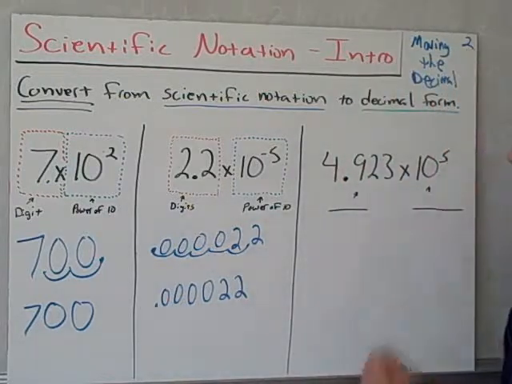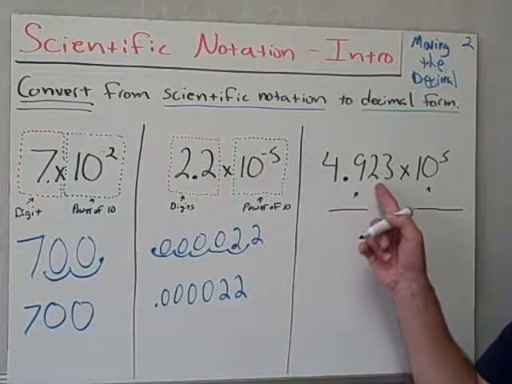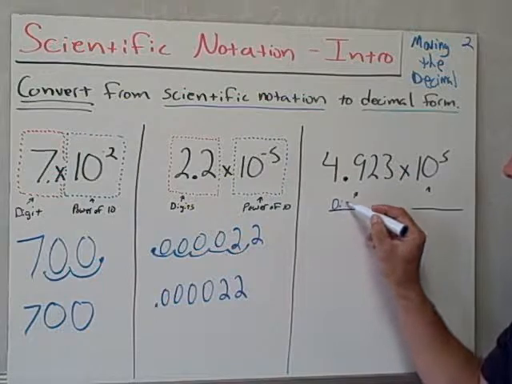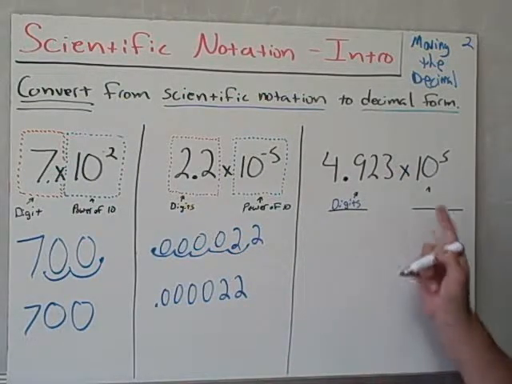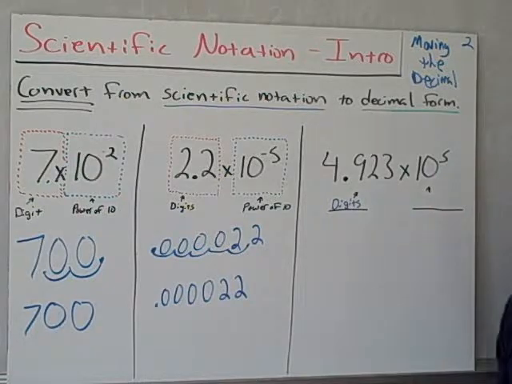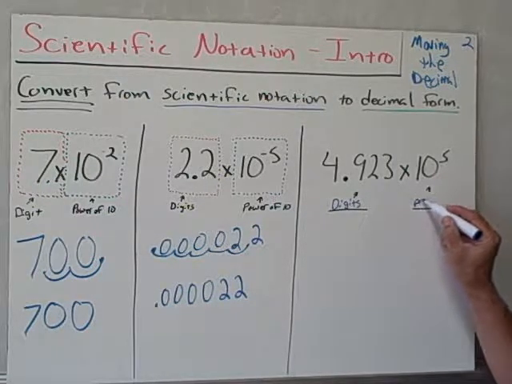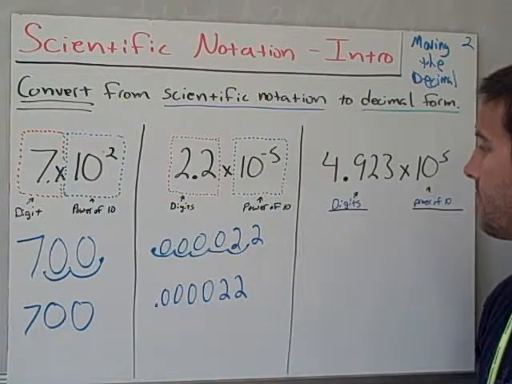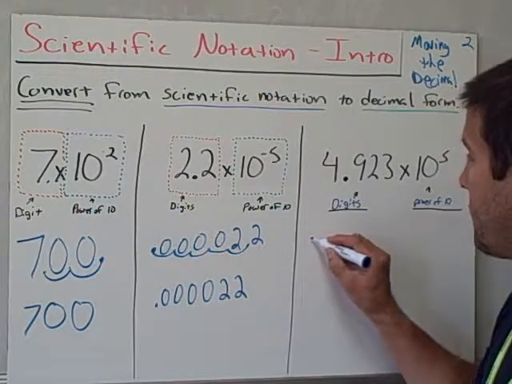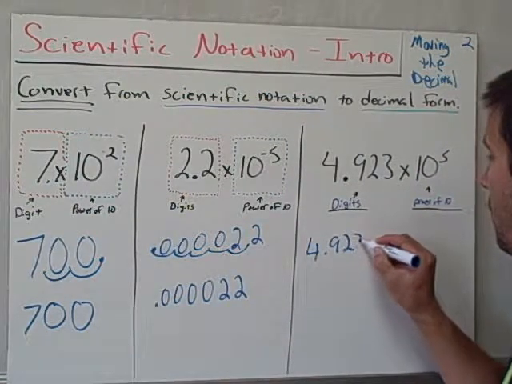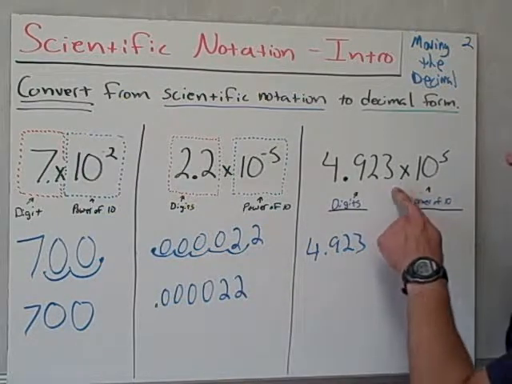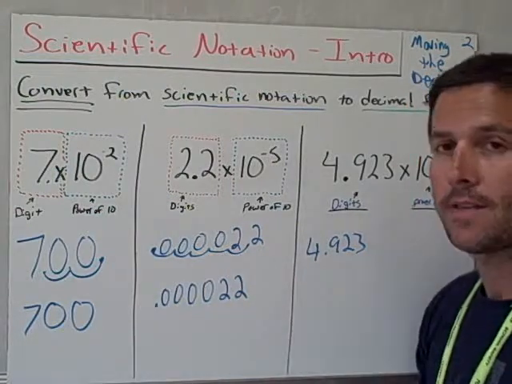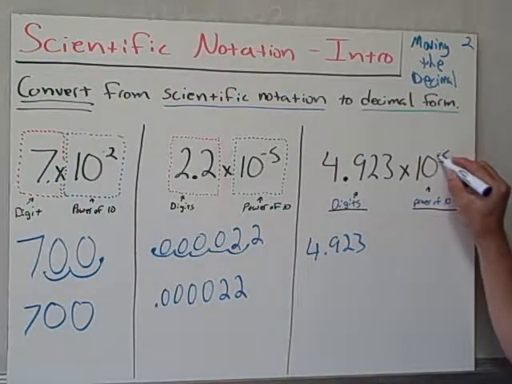All right, let's try it on this one. We have 4.923. We would call this our digits. And we would call this side, the one that has the 10 and the 5, the power of 10. Let's go ahead and write down this number exactly as we see it, 4.923. And now we're going to move the decimal 5 spaces to the right, because it's a positive number.